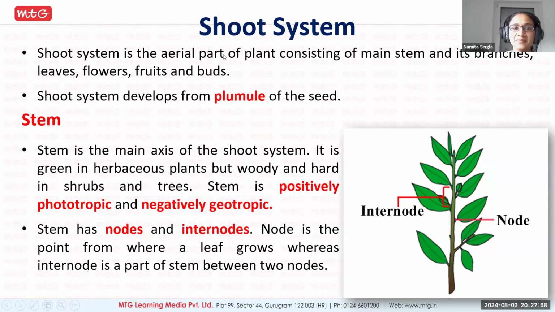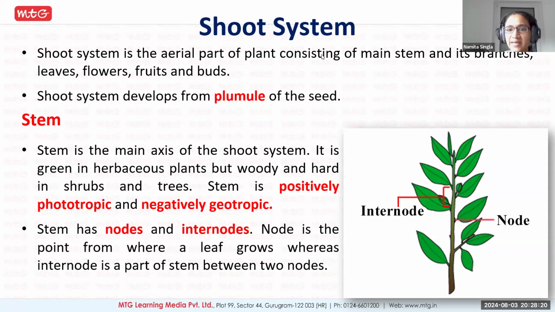So shoot system, it is the aerial part of the plant which is growing above ground. And it bears the leaves, flowers, fruits, and the buds, etc. Shoot system develops from the plumule of the seed. I hope these terms are now clear to you. That root system develops from the radicle part of the embryo. Shoot system develops from the plumule part of the embryo or the seed, we can say.